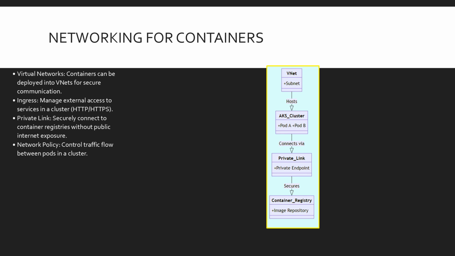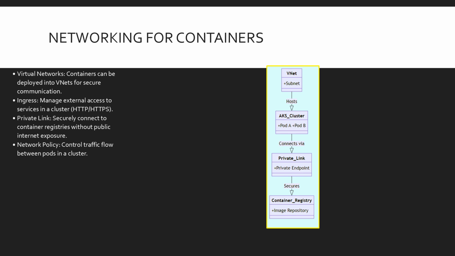Networking is the glue that holds containerized applications together. In Azure, containers can be integrated into virtual networks, VNets, allowing them to communicate securely with other resources like databases or on-premises networks. For public-facing applications, ingress resources manage external access, handling routing and SSL termination. Furthermore, for high security, you can use Azure Private Link to connect to your Azure Container Registry, ensuring that your image pulls never traverse the public internet. This creates a hardened perimeter around your container infrastructure.